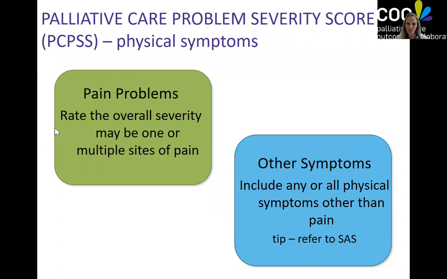Pain problems. With pain, you're rating the overall severity of pain, which could be from multiple sites of pain. For other symptoms, you're including any or all physical symptoms other than pain. You may like to refer to your symptom assessment scale to inform the rating.